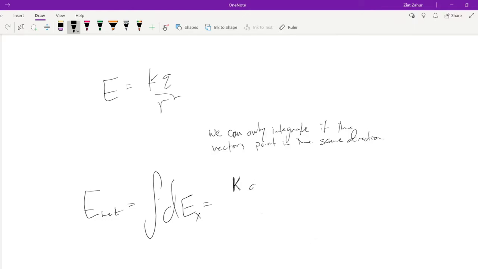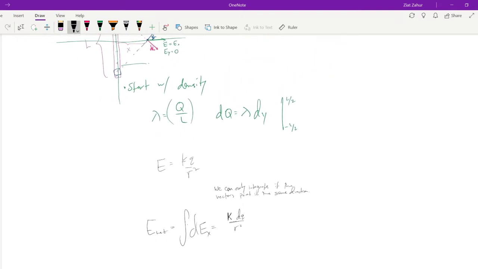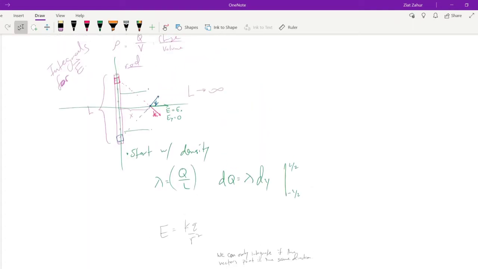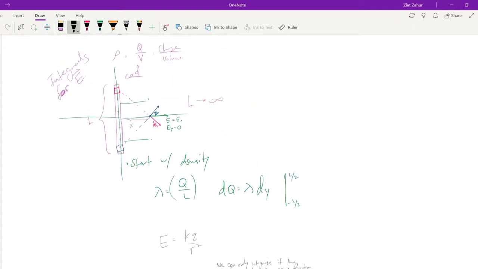dq over r squared, and we have to figure out the function for r squared, times cosine of theta, of course. And we have to figure out what the function is for cosine. All right, so r is the distance, and so if you use a little right triangle trigonometry, r is the distance from your dq to your point.